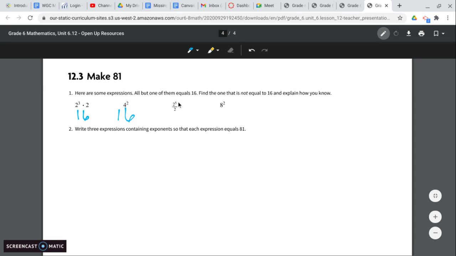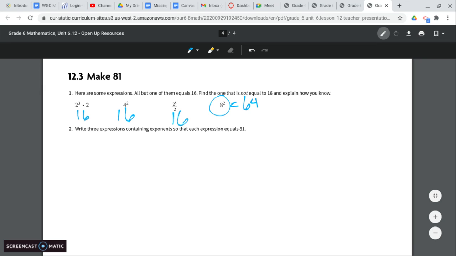2 to the fifth is going to be 32. Divided by 2 is 16. And 8 to the second is 8 times 8, which is 64. So this is the one that does not equal 16. So we have to be careful.